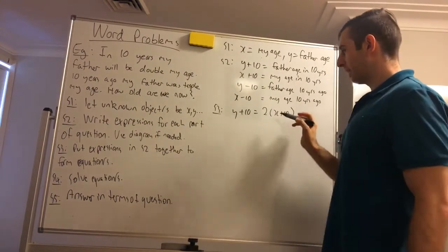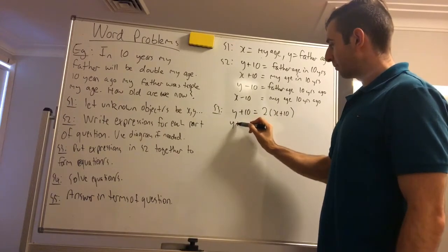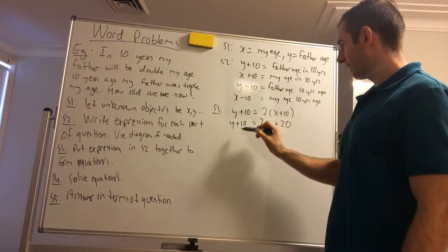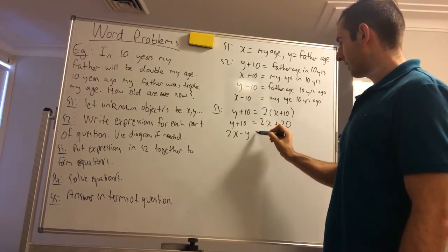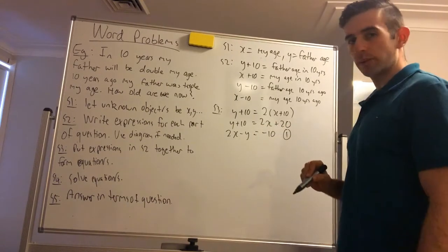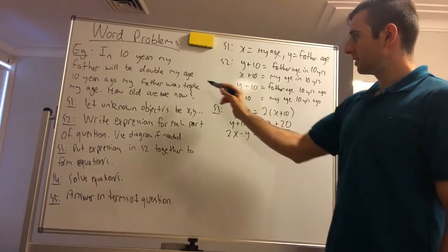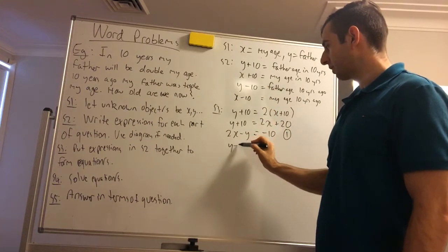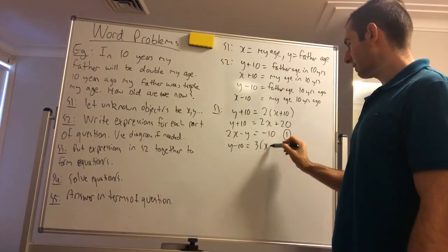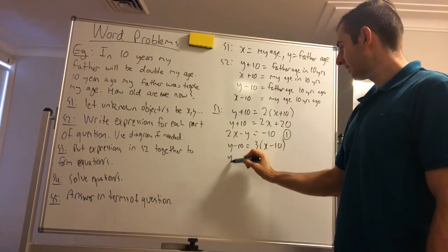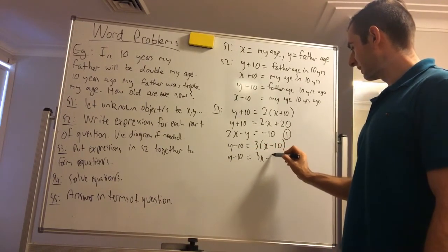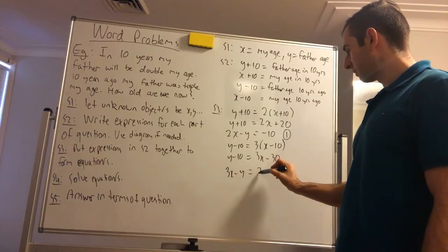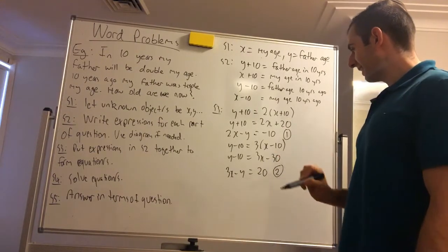So what I like to do when I have x, y in one equation is expand it out. So I expand the brackets, and I'm going to bring y over here and 20 over there. So I have 2x minus y equals negative 10. That's my first equation. Then it says 10 years ago my father was triple my age. So that's y minus 10 equals 3 times x minus 10, so I'll do the same thing and expand and bring y over here and 30 over there. So I get 3x minus y equals 20, and that's my second equation.